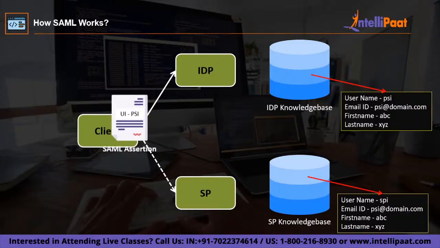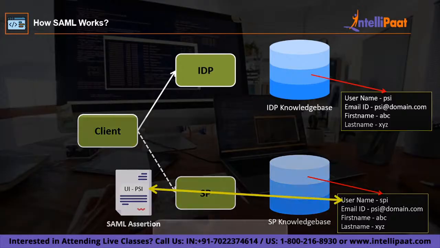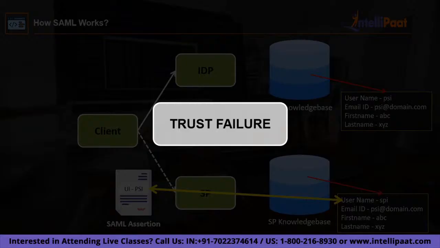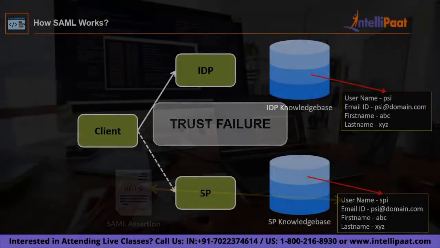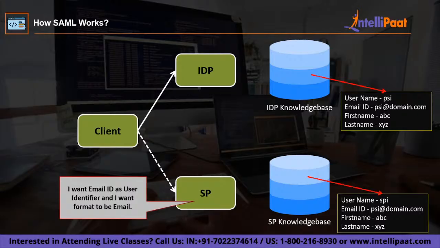Next, when SP reads the user identifier and tries to map it to a user in its own database or user store, there is possibility of an assertion failure because the username in SP's database might differ from the IDP, right? Hence, for this federation to work, the SP needs to detect what user identifier format should be there. For example, the SP should tell the IDP that it wants an email address as a user identifier, right?